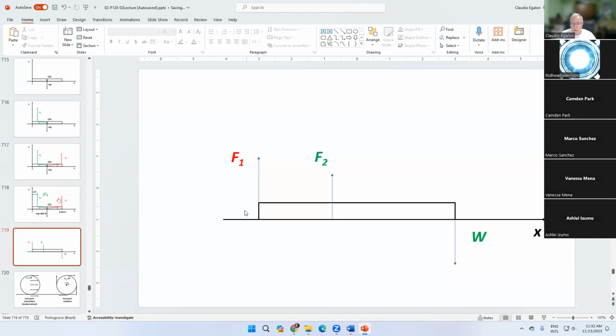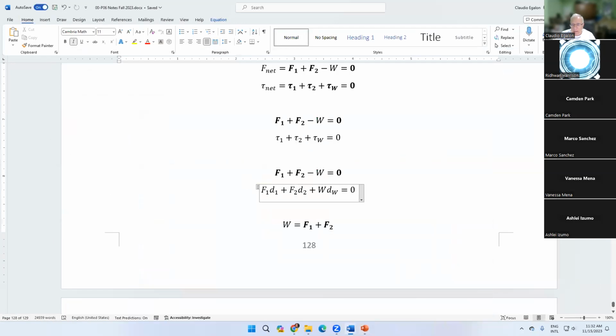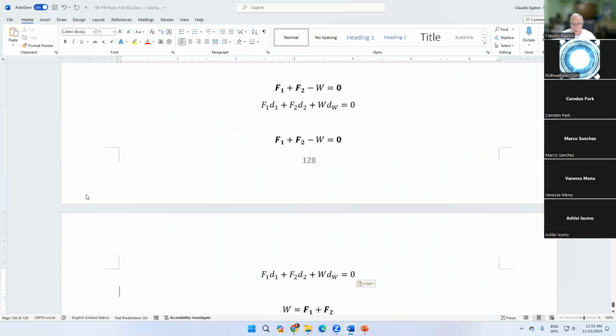Okay, we put the point of rotation right here. Consequently, the torque due to this force F1 is going to be 0. The torque due to this force F2 is going to be counterclockwise, so it's going to be positive, and the torque due to the weight is going to be negative. It's clockwise, consequently, it's negative. And here you go. I'm going to go to the next step.